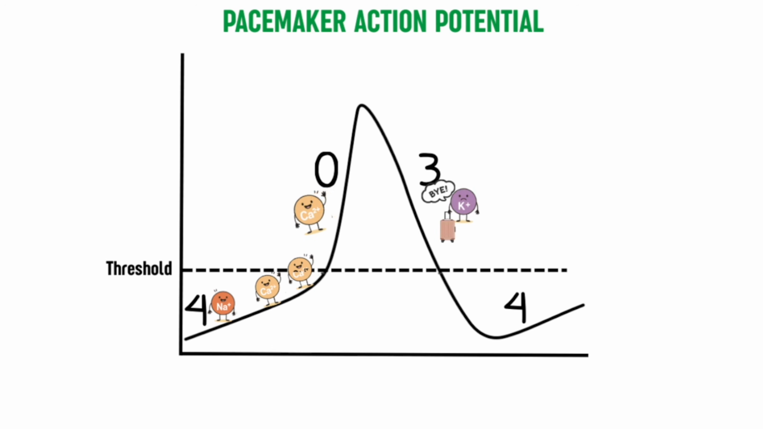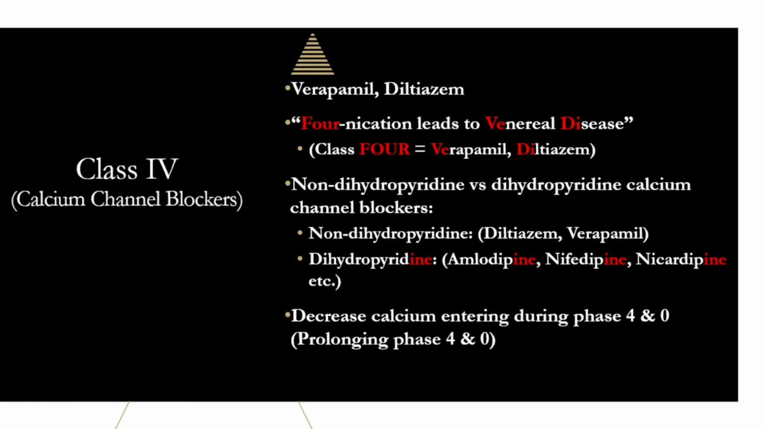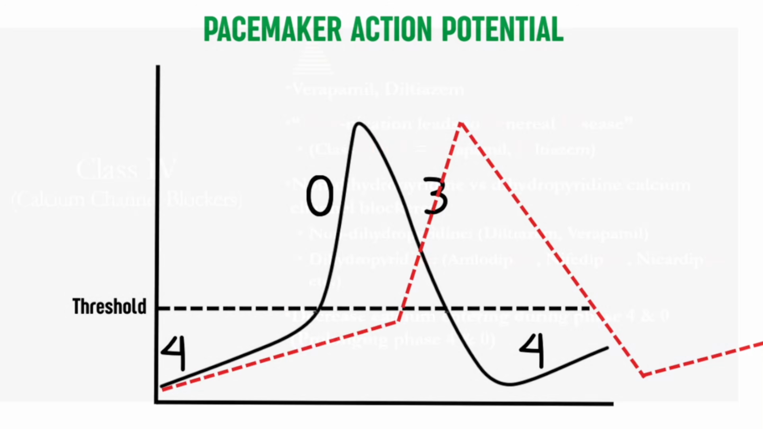Unlike beta blockers, which indirectly affect the calcium channels by blocking epi and norepi, calcium channel blockers directly impact calcium channels and impact phase 4 and 0. So they decrease calcium entering during phase 4 and 0 and will have a decrease in the slope of phase 4 and 0, slowing things down. So the heart gets a little more breathing room, and just like beta blockers, they'll decrease firing of the SA node and decrease conduction velocity through the AV node, which helps to treat our arrhythmias.